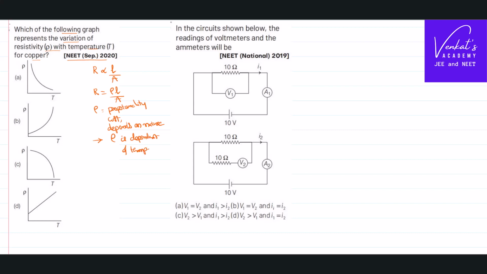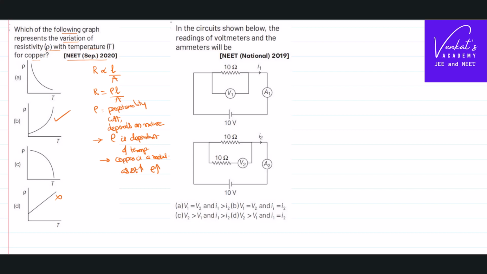As the given material is copper, we can say copper is a metal. As temperature rises, resistivity also rises with the temperature for copper. So, there is only one graph which is explaining the proportionality this way. It is not going to happen this way, not this much linearly, but a little bit non-linearly. So, that is the answer for that question. That is the first question.